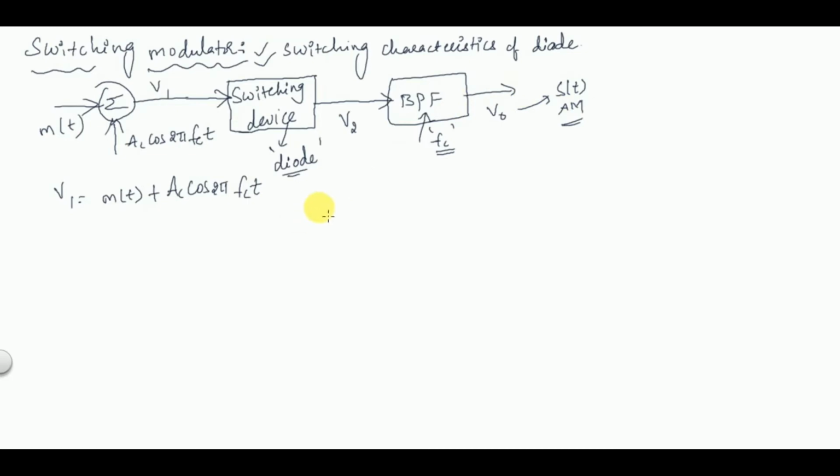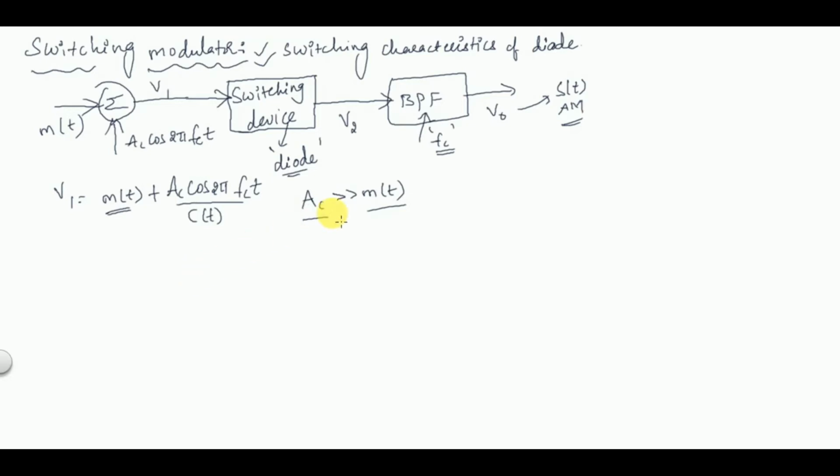The switching characteristics of the diode are very important here. In V1 there are two parts: one is m(t) and the other is the carrier c(t). We always know that the amplitude of the carrier is greater when compared to m(t), because the carrier signal is a high frequency signal and its strength is more.